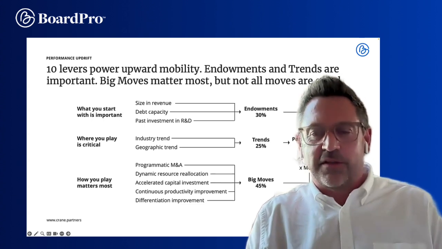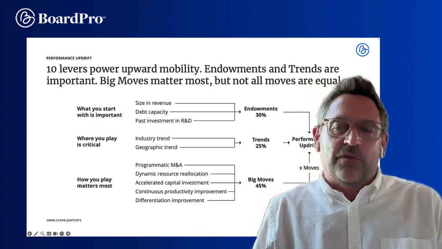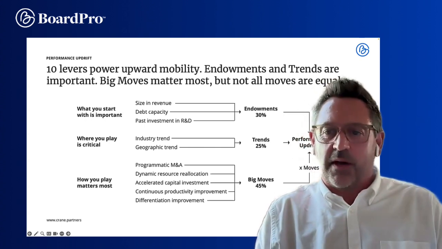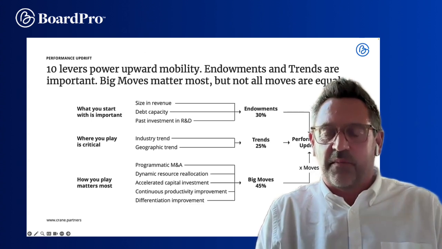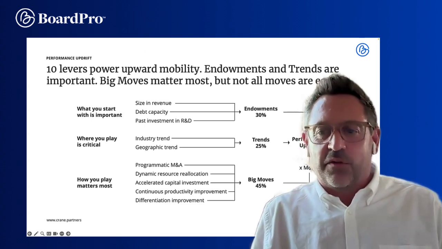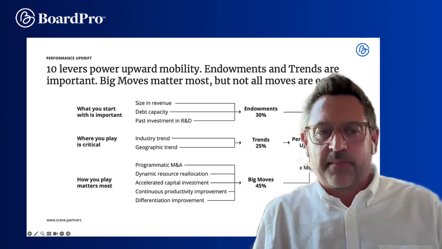Now, there's lots of levers you can pull at the starting point, but what's interesting is even if you have poor endowments, so relatively small in terms of market, perhaps quite high debt levels, maybe poor investment in R&D historically, that's not the end of the game for you. It just means that the next 2 components you're going to have to leverage very heavily.